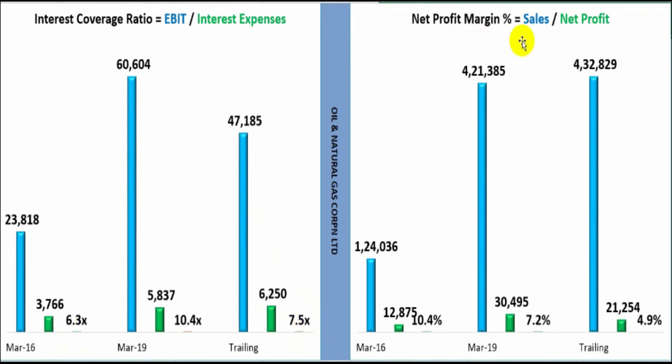Next, let us look at the net profit margin, comparing sales and the total revenue, what is the profit it generated. We want it to be at least above 10% every year. In March 19 it had dropped to 7.2, and in 16 it was 10.4% of NPM. In the recent 12 months, NPM has dropped below 5%. On total sales, although the sales are increasing, its overall net profit has dropped from where it was in March 19. So in March 19, the company's net profit was 30,000, whereas in the recent 12 months, it is just 21,000 crores. So quite low when compared to the sales it is doing.